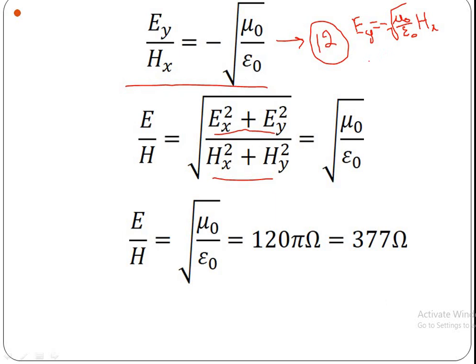Similarly, from equation 11, Ex is equal to square root of mu naught by epsilon naught into Hy.